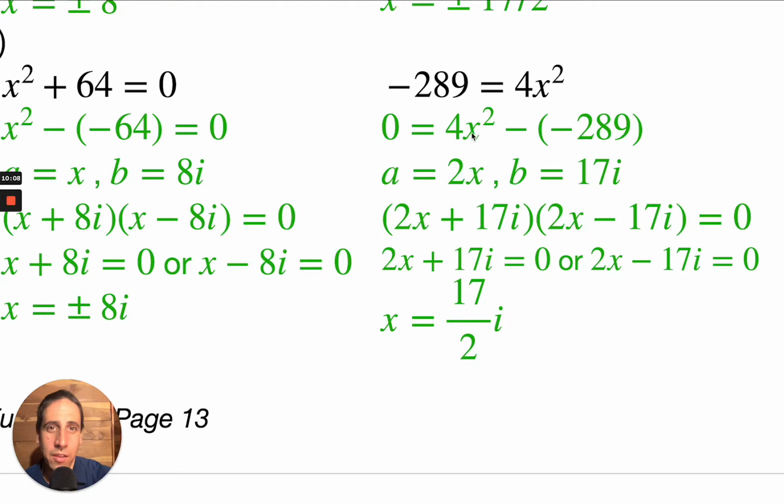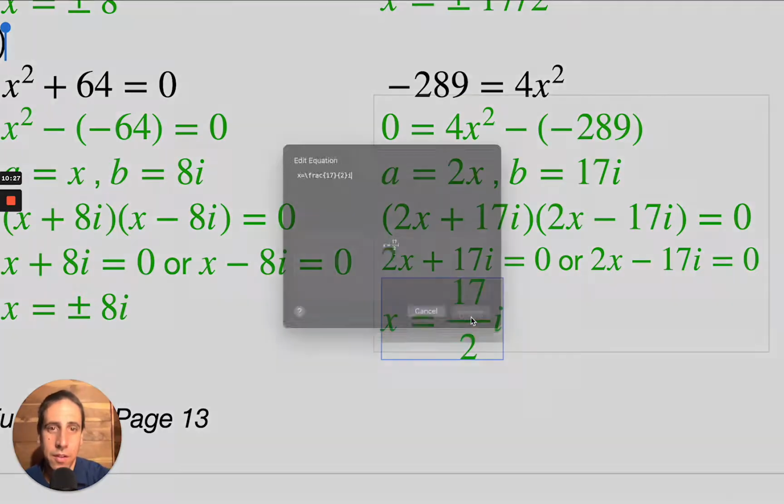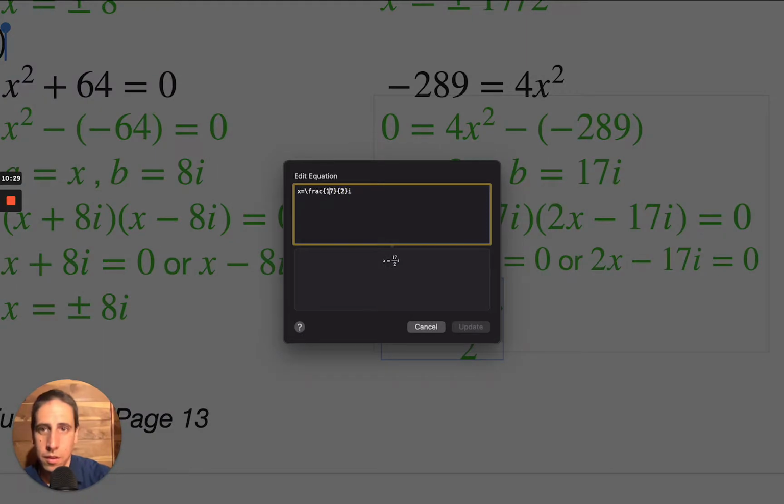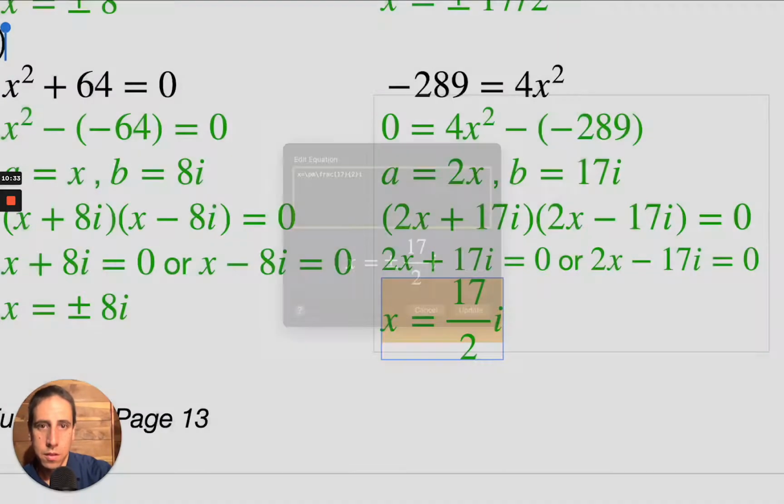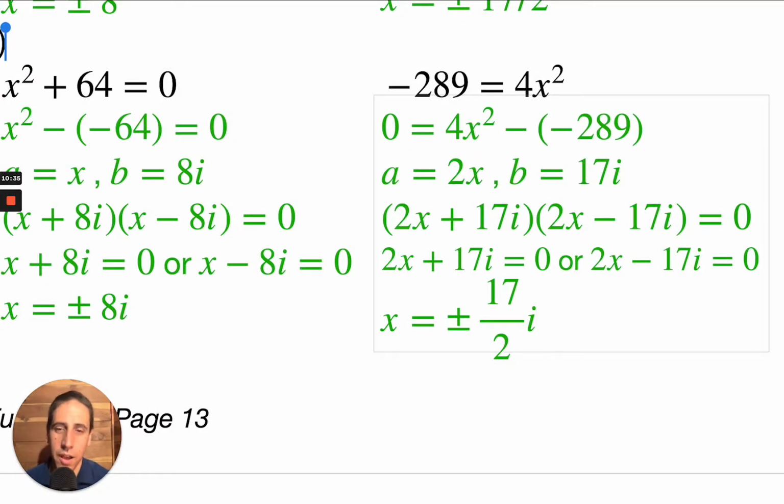Now we can have a squared minus b squared, where b is 17i and a is 2x. That's because 2x times itself is 4x squared. So then we have a plus b, a minus b, or 2x plus 17i and 2x minus 17i equals 0. Split them up, solve them, you get x is equal to plus or minus 17 over 2i.